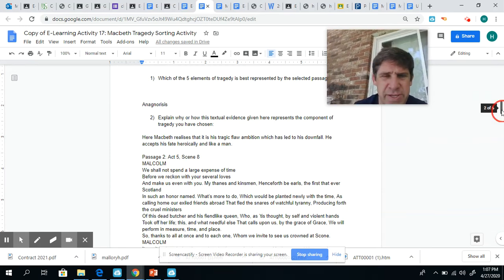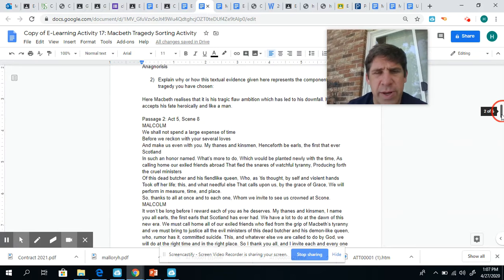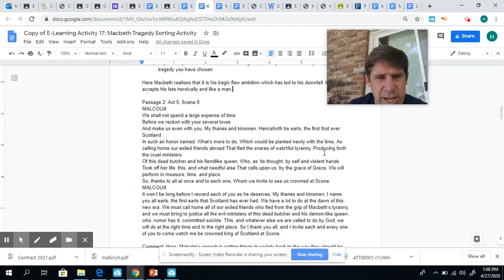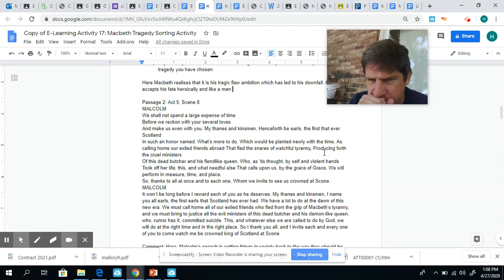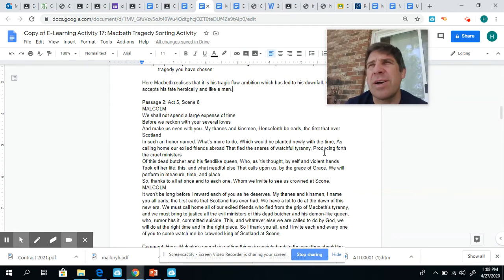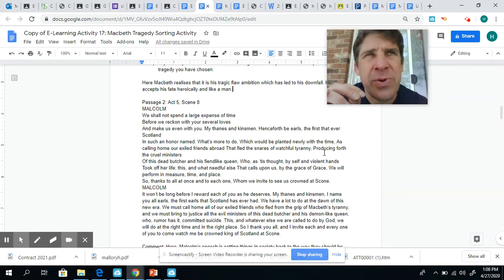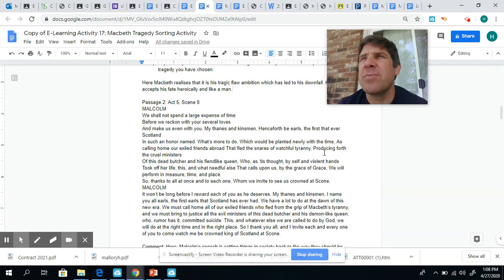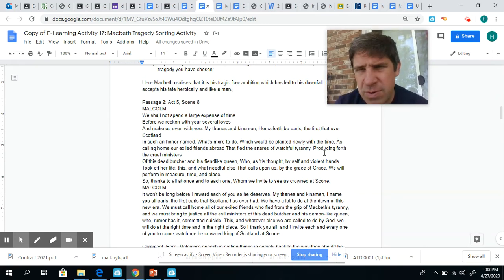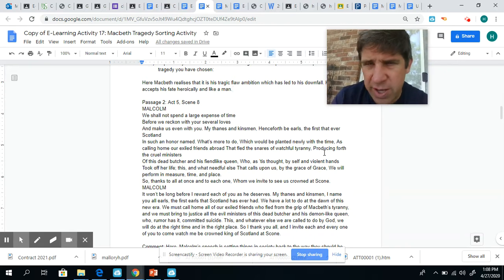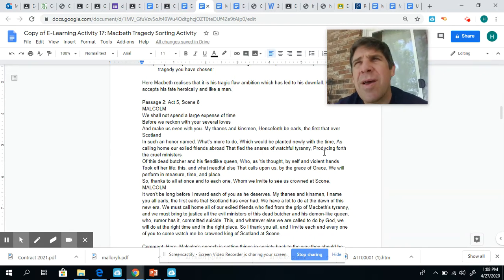Let's look at the second passage. This is Act 5, Scene 8. This is a little hint: this comes at the very end of the play. Spoiler alert, hopefully you've read all the way to the end, but Macduff is the guy who kills Macbeth. Remember, nobody of a woman born could kill Macbeth.